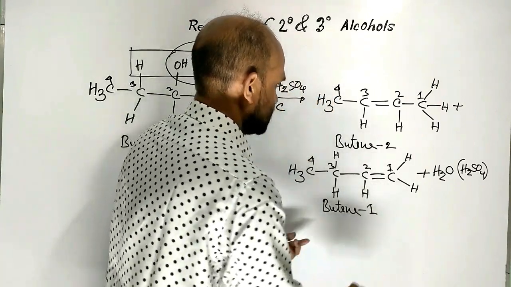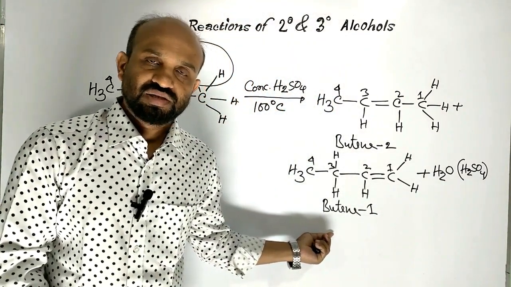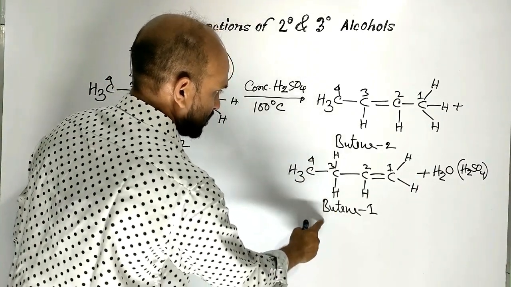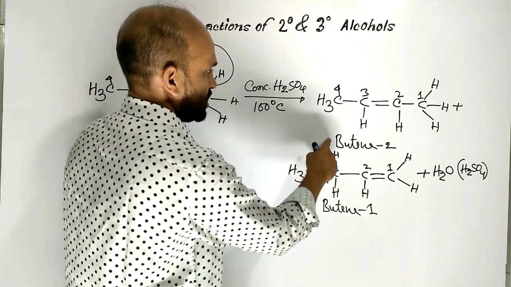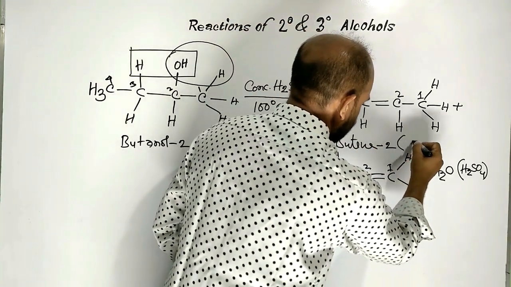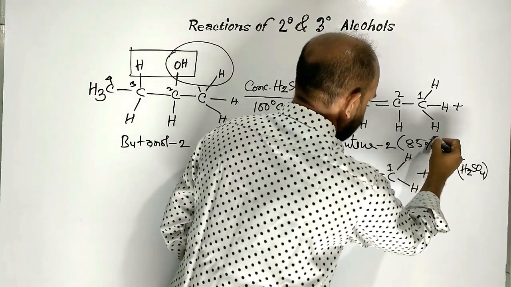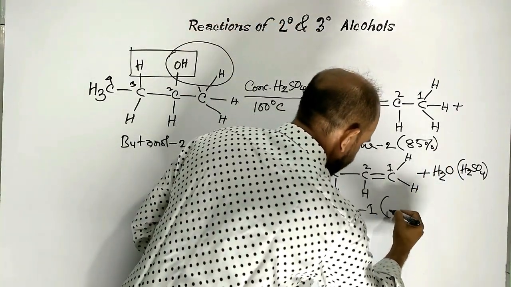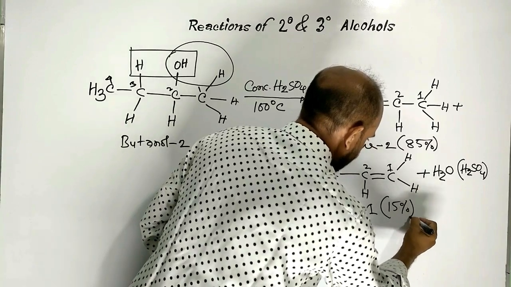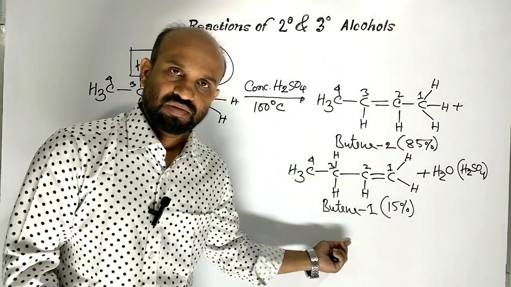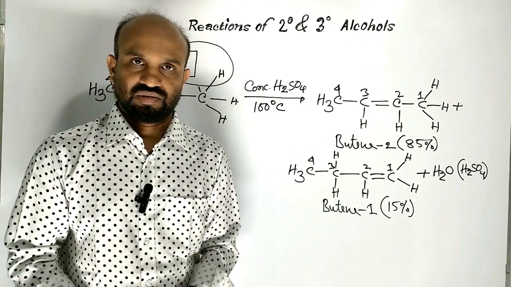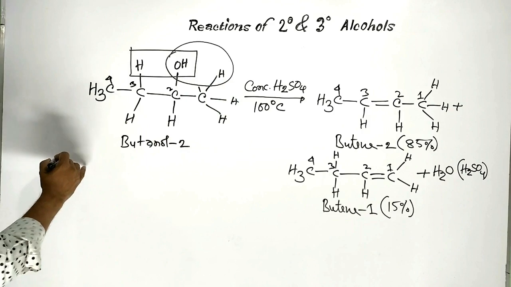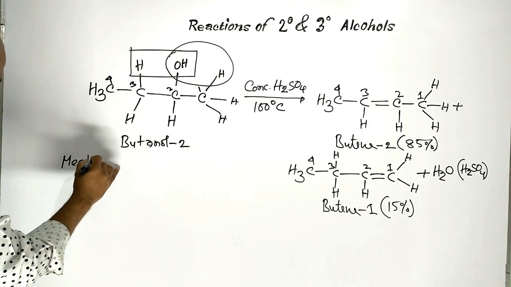Now the question is, which one is the main product? Butene 2 or butene 1? Actually, butene 2 is formed around 85%, but butene 1 is formed around 15%. What is the reason behind this? Let us see mechanism of the reaction.